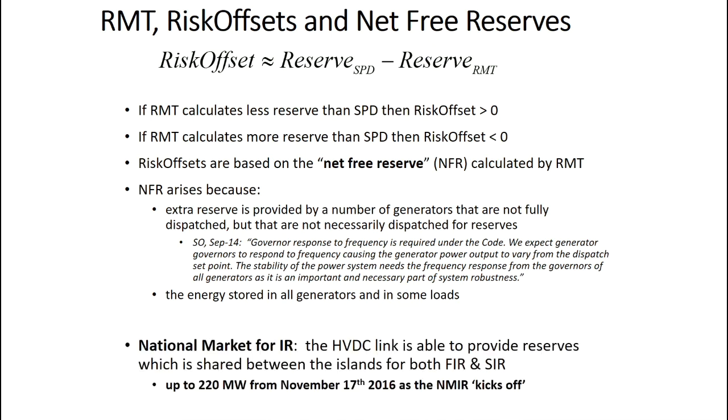Now, there's been a recent change in the way that reserve is dispatched. We now have a national market. Prior to November 2016, reserves were dispatched separately at each island. Now reserves are dispatched across the country, and this is possible because of the upgraded DC link and the frequency control mode, which we've already mentioned. From the 17th of November 2016, the HVDC link has effectively been able to provide up to 220 megawatts of shared reserves between the islands.